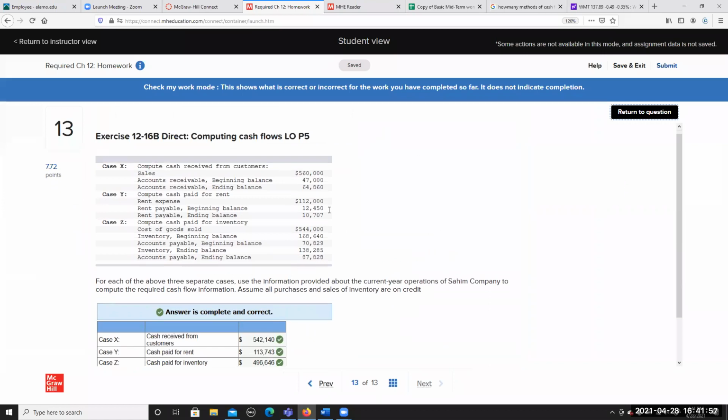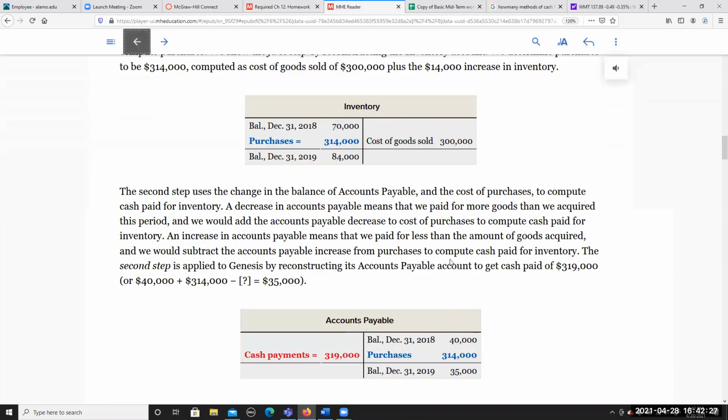So now, how did I get this cash amount from customers? So if you sold everything on cash, it'd be 560,000, right? So it's beginning receivables plus that sales minus the ending. So your receivables are bigger at the end, so that means you have that difference tied up. So that difference is what's subtracted from the sales.